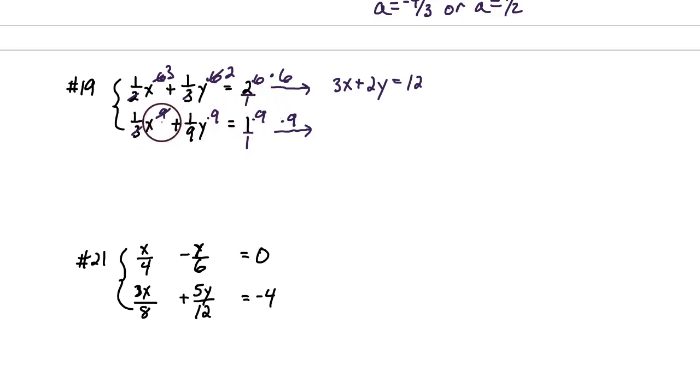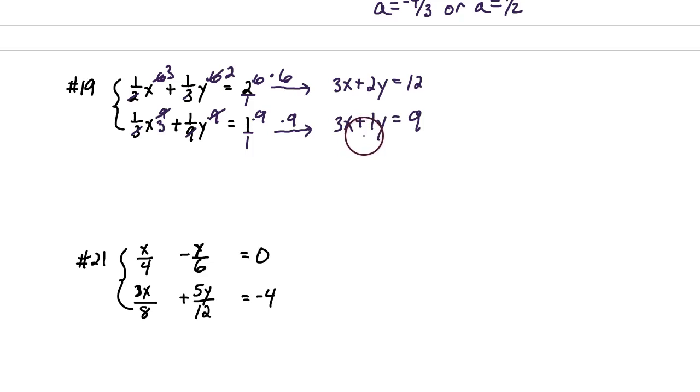3 goes into 9 3 times. 9 and 9 cancel away. And 1 goes into 9 9 times. So it looks like we have 1 times x times 3. That's 3x. Over here it looks like we have 1y. And on the right side, 1 times 9. Here's our new system. And this one has no fractions.